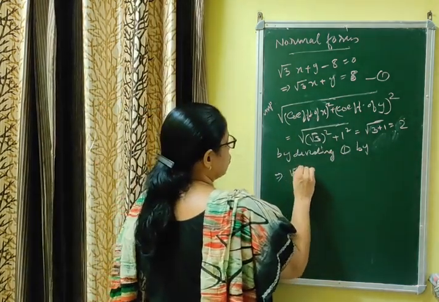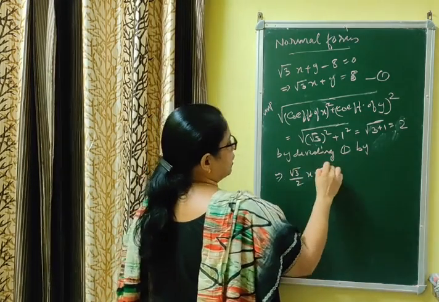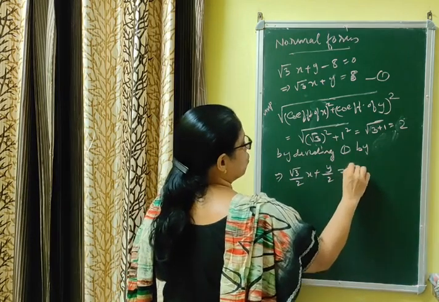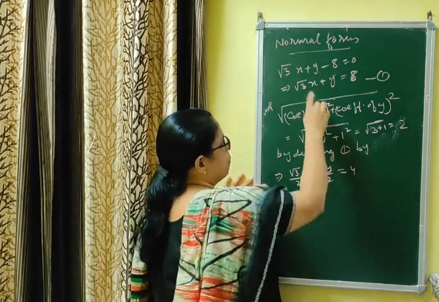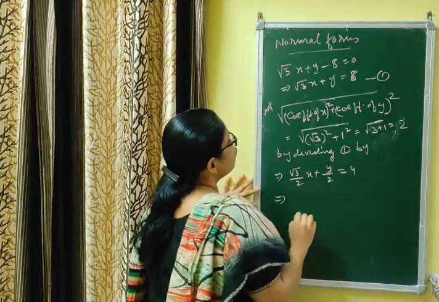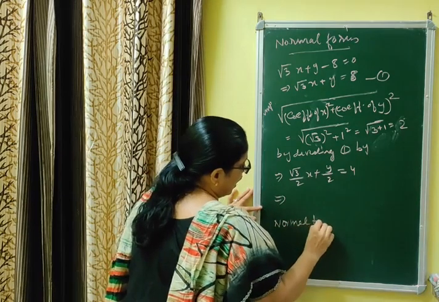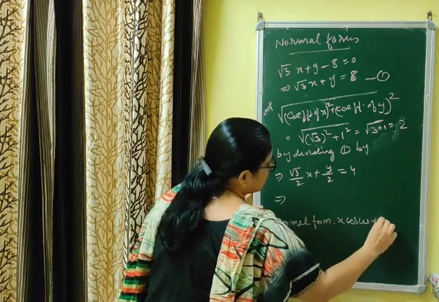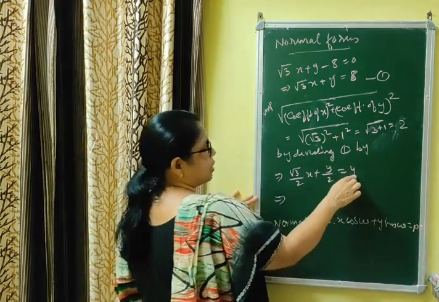That means root 3 by 2x. I am writing it by splitting separately the term containing x and y, plus y by 2 is equal to 4. Now x cos omega plus, what is the normal form? Normal form is x cos omega plus y sin omega equal to p. P we have got as 4.